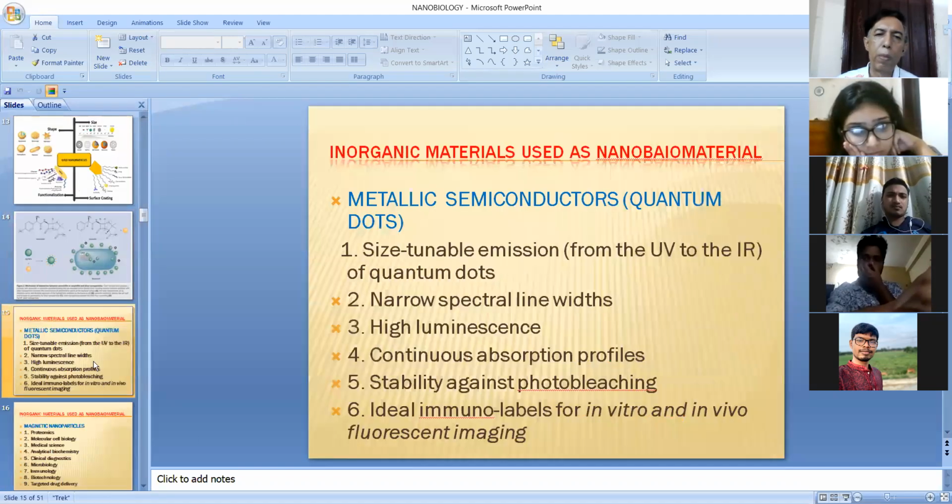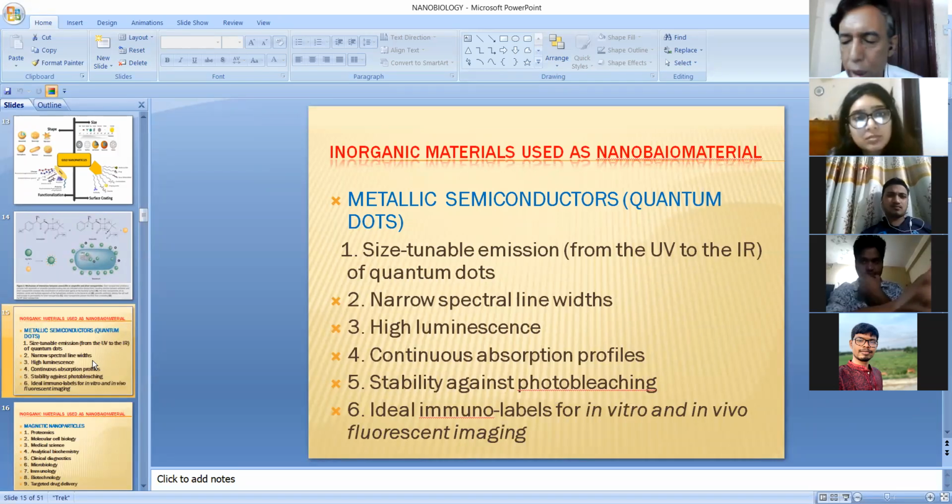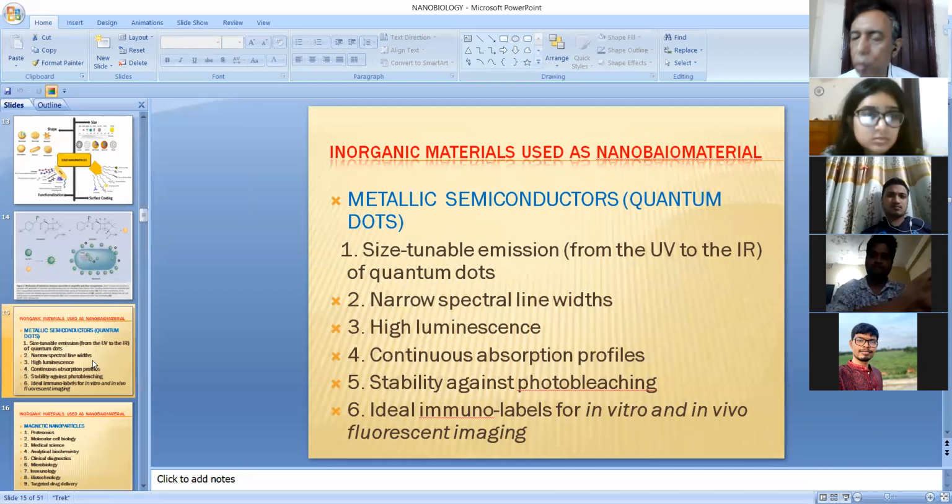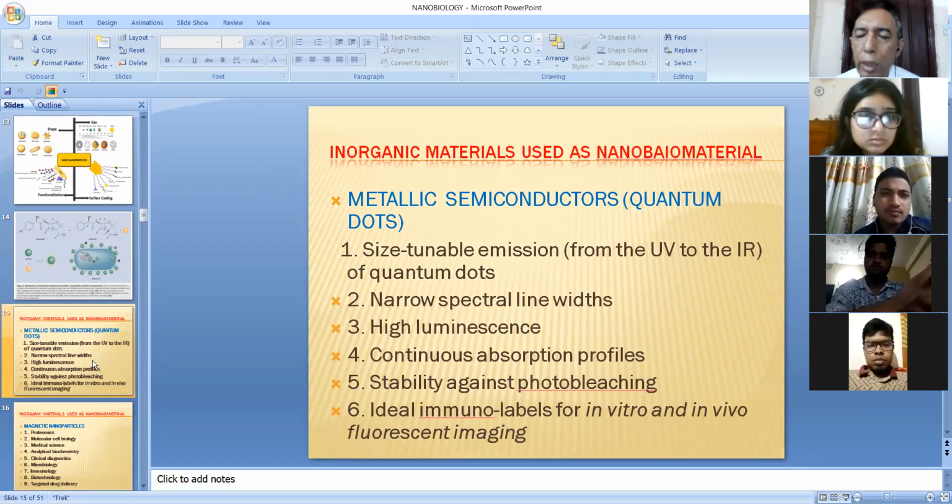Now, there are some other substances I told you about in the previous lecture. There are metallic semiconductors. We'll see it later. There are metallic semiconductors, for example, cadmium selenide, or say for example, zinc sulfide or zinc selenide. They are metallic semiconductors. They can also be used as nanobiomaterial. How they are used as nanobiomaterial, I'm telling you later.